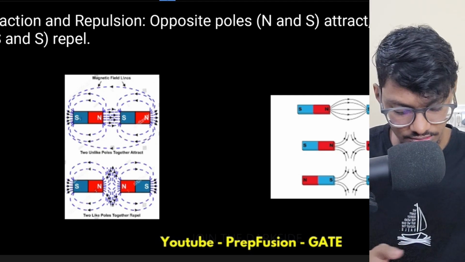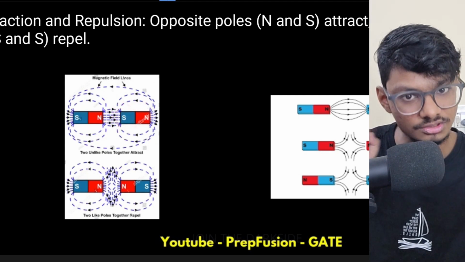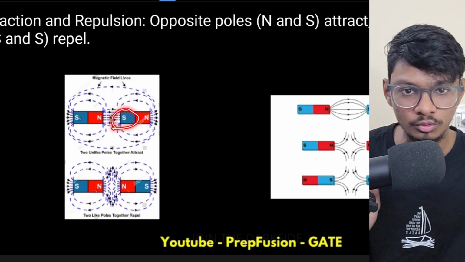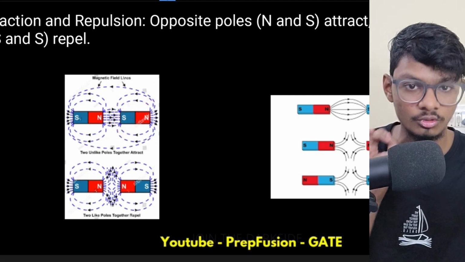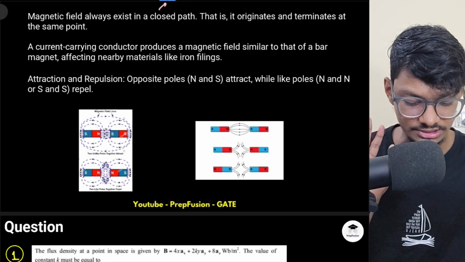Now you might say, sir, what if I just have a south pole over here? I will say it is not possible. You can never have a single south pole. With a south pole you will always have a north pole. You cannot have just a south. I hope this point is clear.